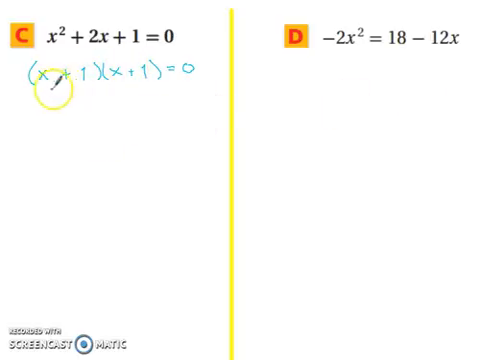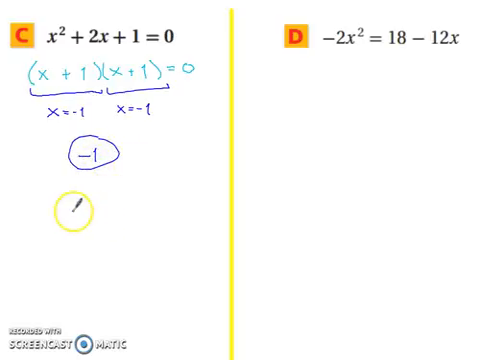Notice how both of these are the same. If you were to get the 0 for this first one, you'd have x equals negative 1. And if you did the same thing to the second part, you'd still have x equals negative 1. So both factors result in the same solution, so there's only one solution. It's just negative 1. This means that the vertex of your parabola is touching the x-axis, because there's only one point where it crosses.